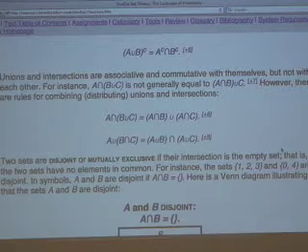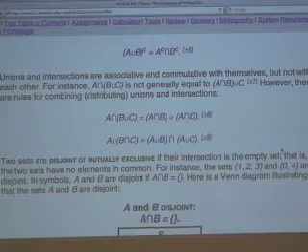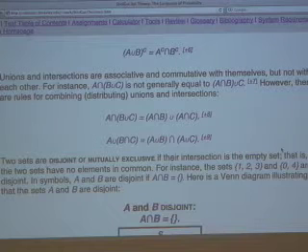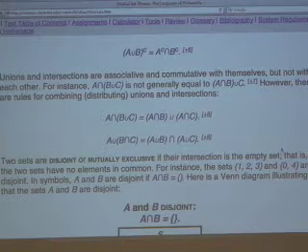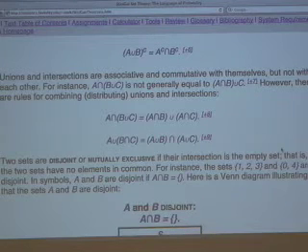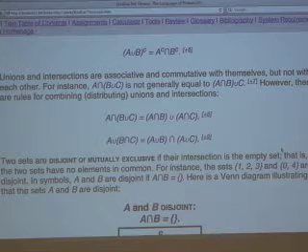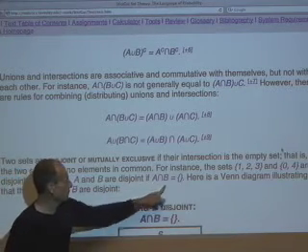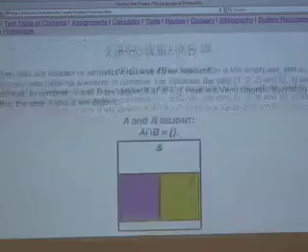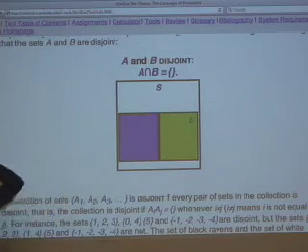All right. Now we're going to talk about some labels for relationships: disjoint or mutually exclusive. Those are synonyms. Two sets are mutually exclusive if they don't have any elements in common. Another way of saying that is if their intersection is the empty set. They don't have any elements in common. So that's another way of writing that two sets are disjoint. The intersection is empty. Here's a Venn diagram for what that looks like. They don't overlap.